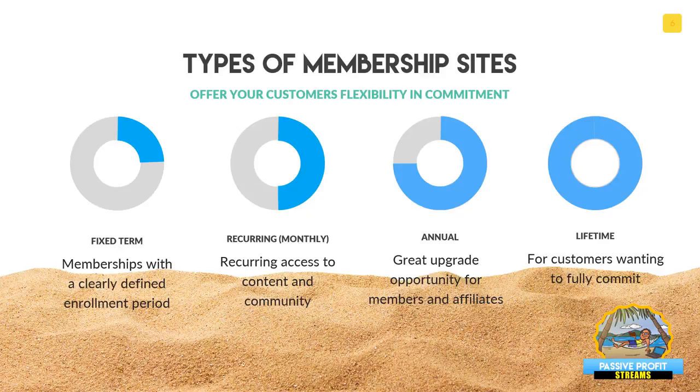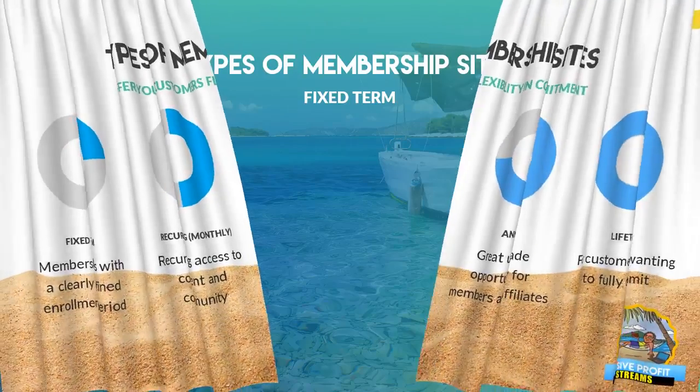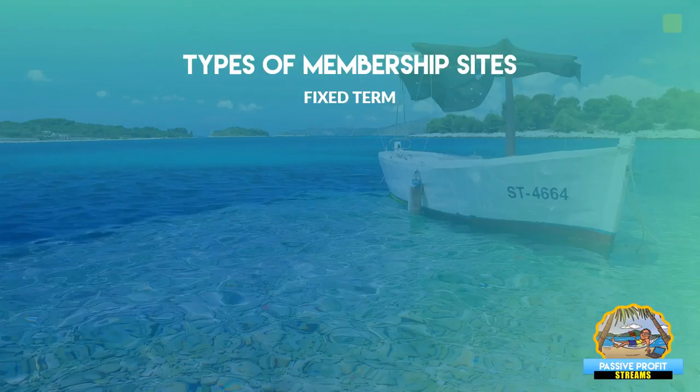And then finally, lifetime customers, and those are customers that want to fully commit to your program. And again, it's another step up in revenue for you, and it makes it easy for that customer to know that they're paying one time and they're in your system or in your flow for life. And so those are the types of flexibilities that you can offer. Now let's take a look at how each of those break down.